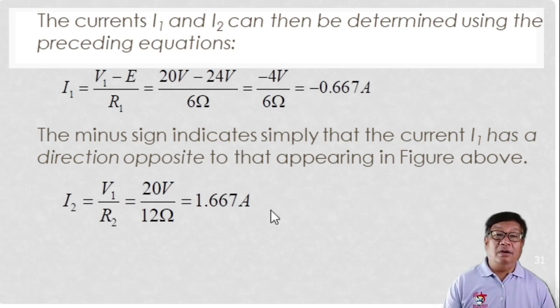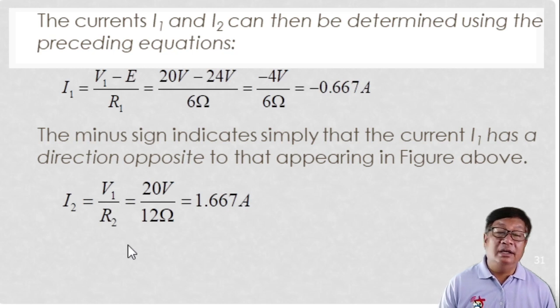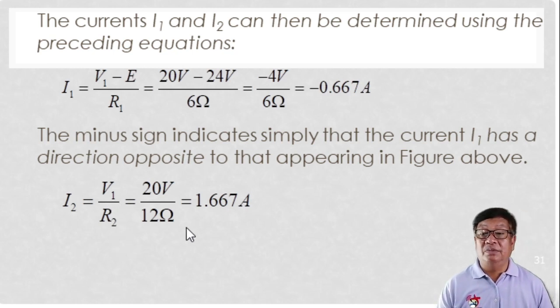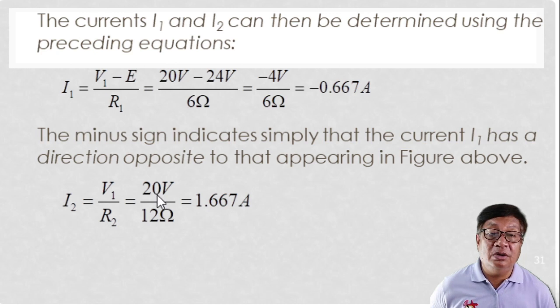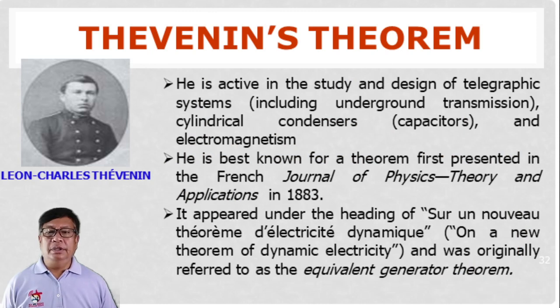So this is now our equation of I sub 2, that is equal to the load voltage V sub 1 divided by load resistance R sub 2. So with this solution, we have this 20 divided by 12, or 1.6667. So let's continue our discussion with this Thevenin's Theorem.